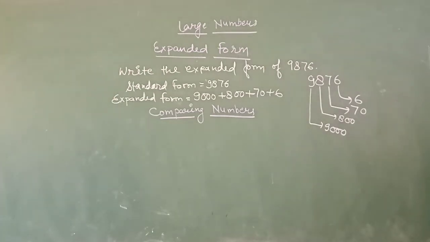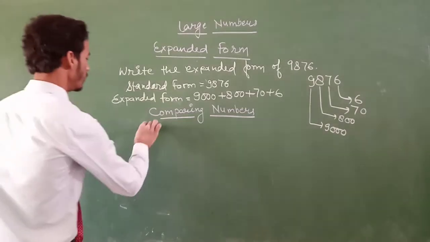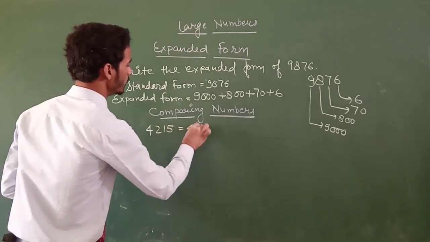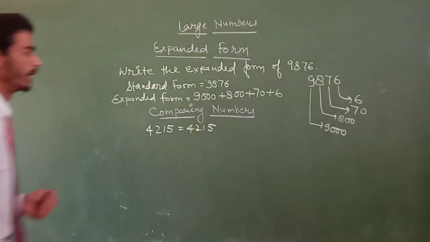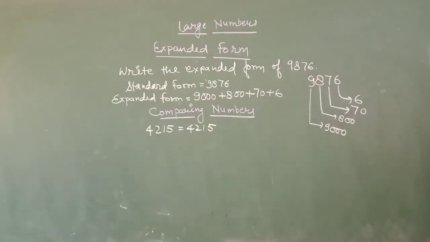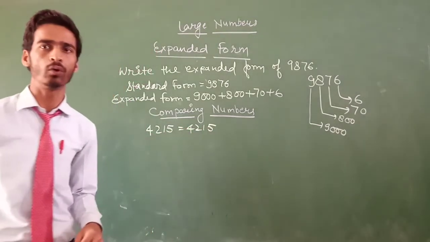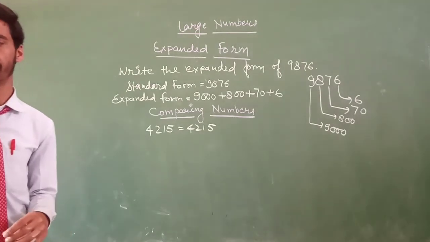When two numbers have the same value, you use the equal sign to express the relationship between them. For example, 4215 is equal to 4215. Okay, what I have said? I have said that when two numbers have the same value, you use the equal sign to express the relationship between them. For example, 4215 is equal to 4215.